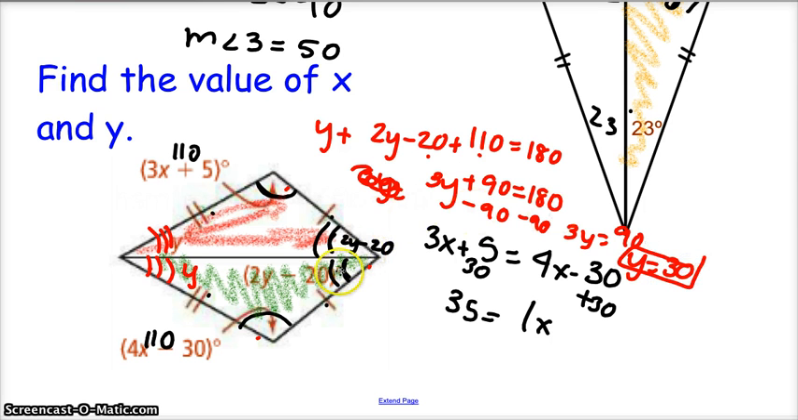So when I plug this in over here, 2 times 30 is 60. 60 minus 20 is 40. And this is 30. So the 30 plus the 40 plus the 110, that whole triangle equals 180.